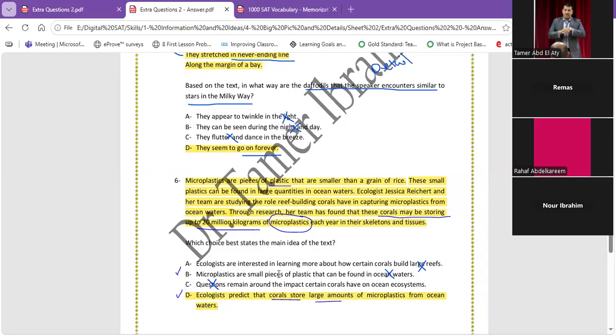So here, the answer is not going to be talking about more species of microplastic that can be found in ocean waters, because the main thing we are talking about is the amount of microplastic. So the right answer is going to be D.